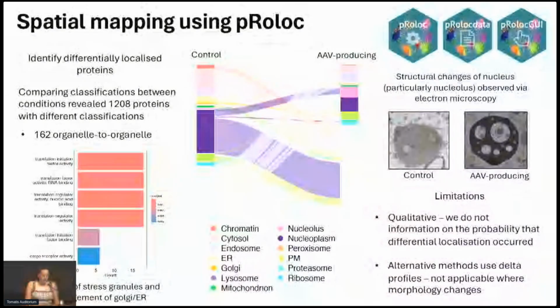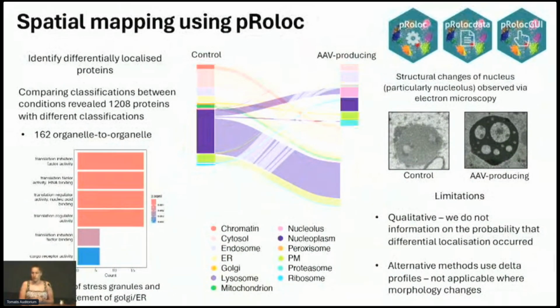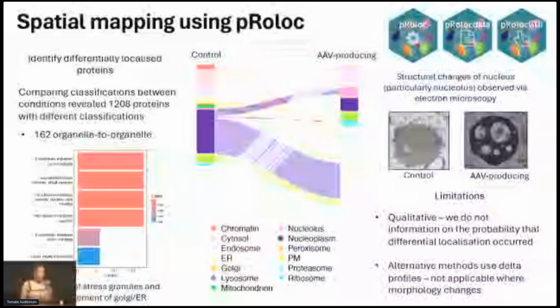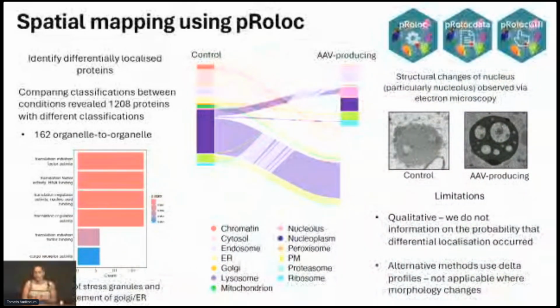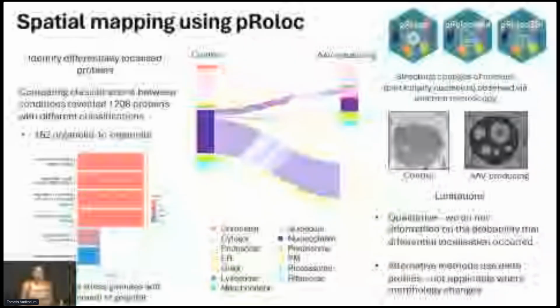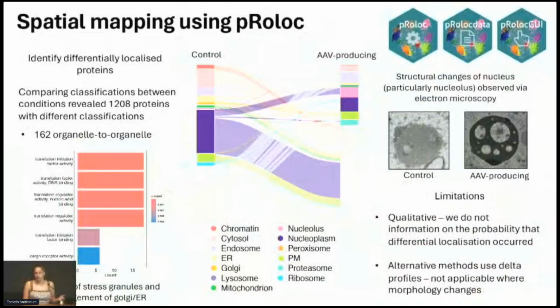However, this approach itself is limited by simply comparing those two separate classification lists. It's a qualitative approach. We're not going to get information about the actual probability that a protein is differentially localized. Previous approaches to solving this problem have simply used delta profiles. So they'll see whether a protein has a shift in its profile, and then they'll look at the reproducibility of that shift. But that is limited where we have changes in cellular morphology. In my case here, in viral production, the cells changed quite a bit, which means that the actual organelles may pellet differently, even though proteins aren't moving between them.